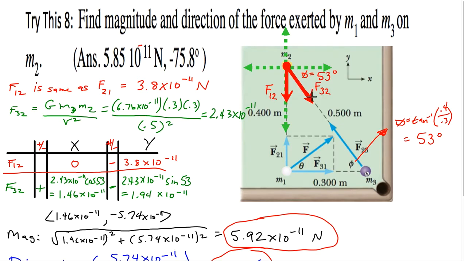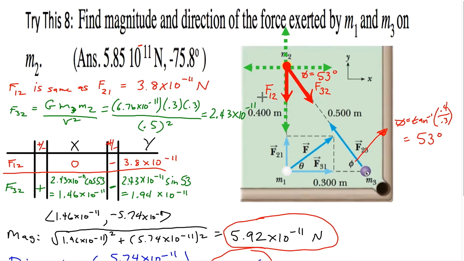And this force here is ball 3 pulling at ball 2. So that's F32. And again, I've set up a little X and Y system through ball 2 so that I can analyze the forces that are pulling on it. And we know how to do that now. I've put an angle in here, angle phi, and it's 53 degrees, and we'll see in a second why.